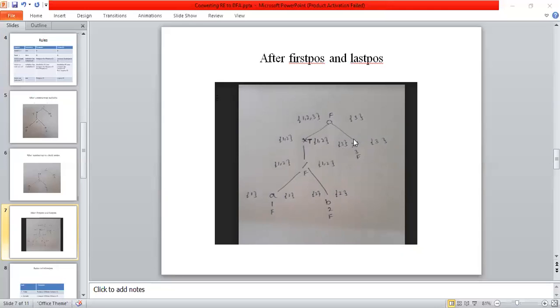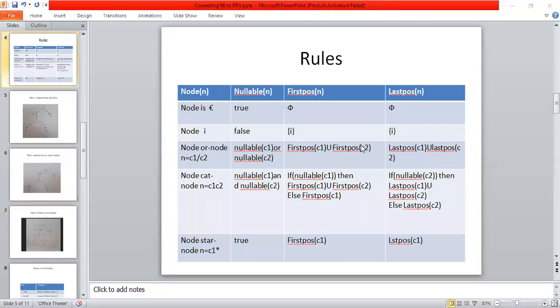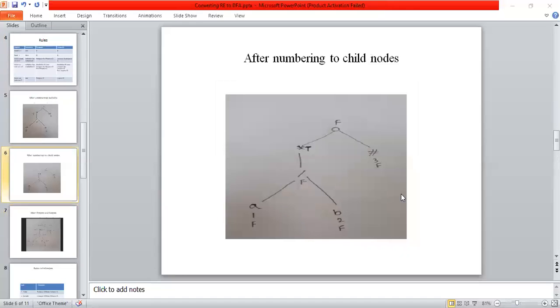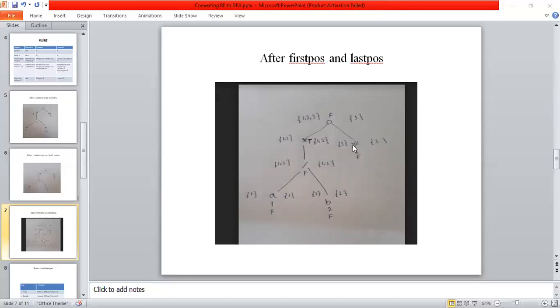And next coming to this C2, here I am calculating last position. So check this, last position is last position of C2. Is it nullable? No, it is false. So whenever it is false, what is the rule given? Check once again. If nullable of C2, yes, C2 is not nullable, then last position of C2. So here last position of C2 is what? This is C2, this is first position, this is last position. So last position of C2 is 3. So this is the construction of first position and last position.